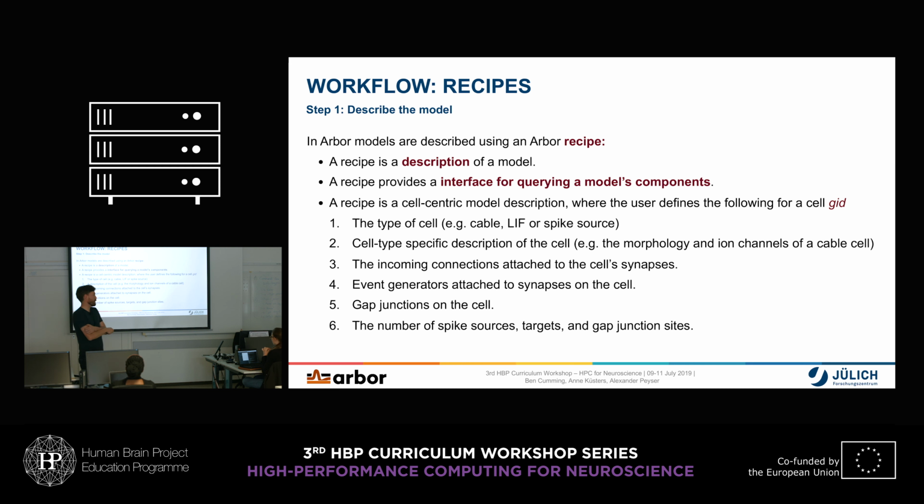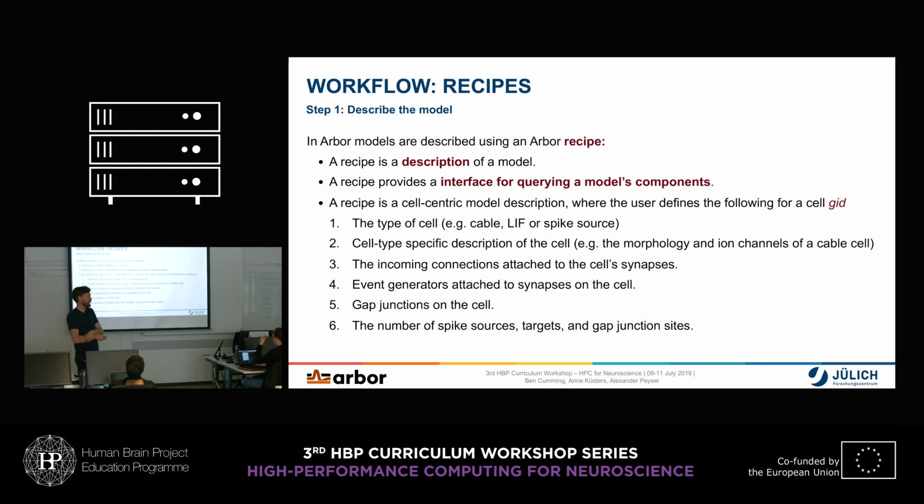When you want to describe a model in Arbor, you sit down and there's a common interface that you use for describing the different components. It uses a cell-centric description. So you basically have to write a function such that, when someone gives that function a global identifier, the unique index of a cell, you should be able to return what type of cell it is. Is it a cable cell, a leaky integrate-and-fire cell, etc.? A description of the cell. So if it's a cable cell, then the description would be the actual morphology and the ion channels and the synapses on that cell.